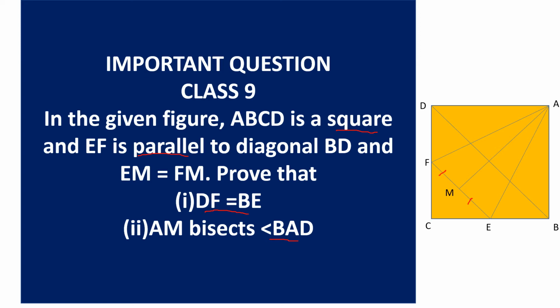That is, this line segment AM divides this whole angle into two equal parts, that is angle DAM and angle BAM. We have to prove these two angles are equal.